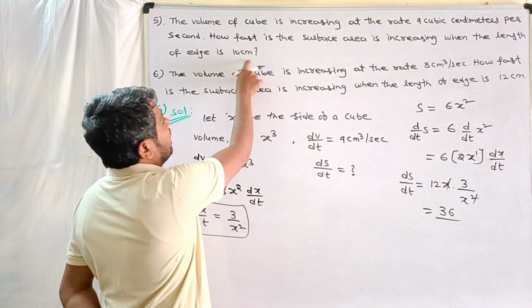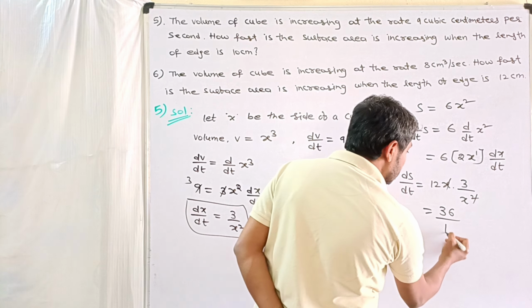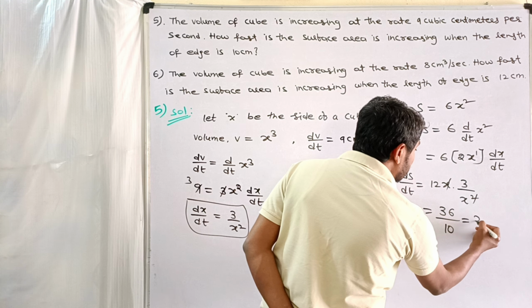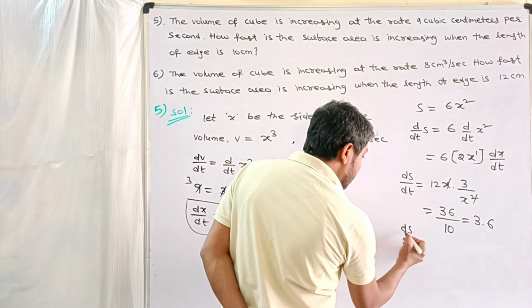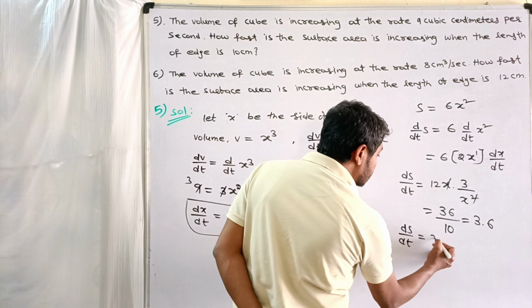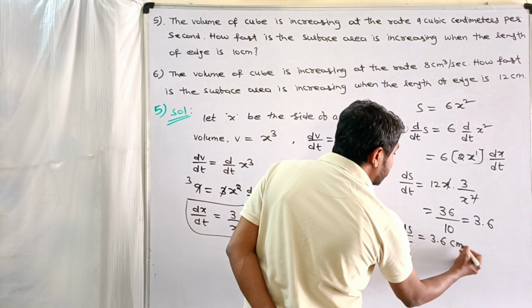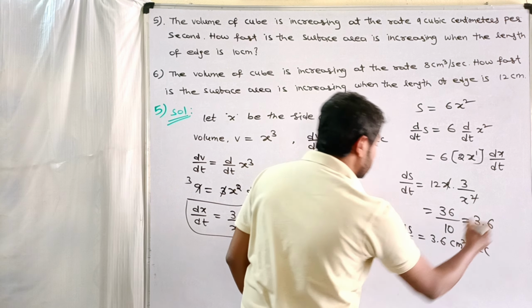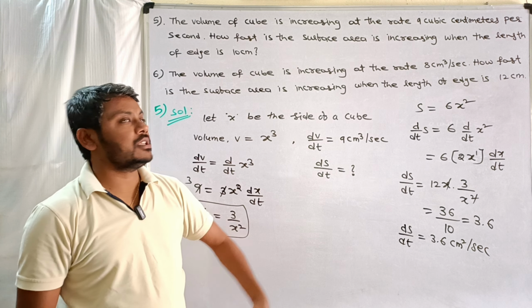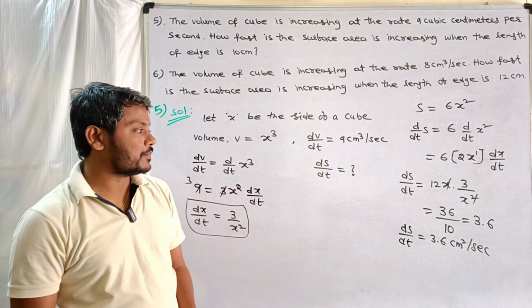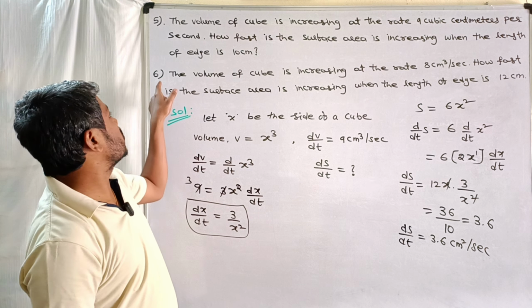What is x? 10 centimeters. So which equals what? 3.6. So therefore ds by dt equals 3.6 centimeter square per second. So this is the rate of surface area. Okay. Try to solve question number 6.